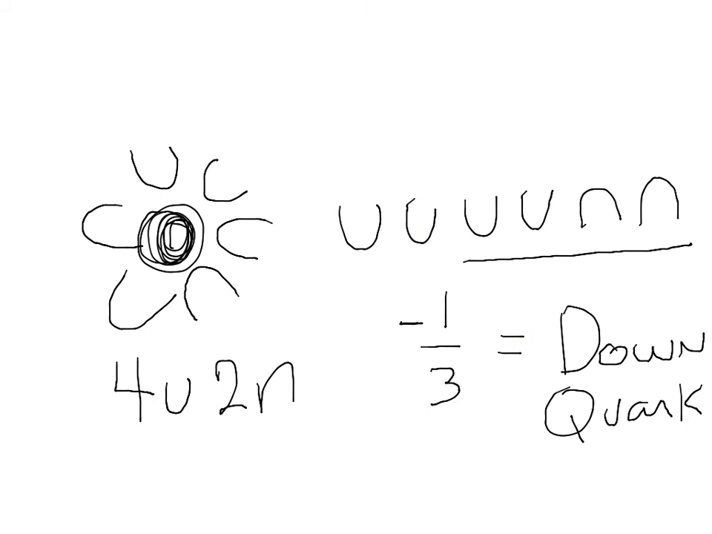And we can explain fractional charges just as easily. If we look at our 4U 2N arrangement, we can write it out as such, and we see that the 2U and 2N over here cancel out, giving us a net charge of -1/3, matching the down quark. So fractional charges are also very easy to explain with this simple model.